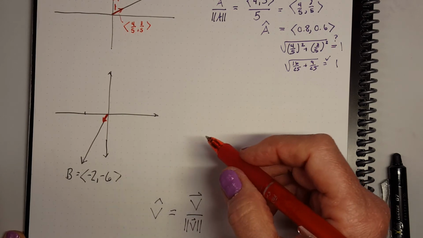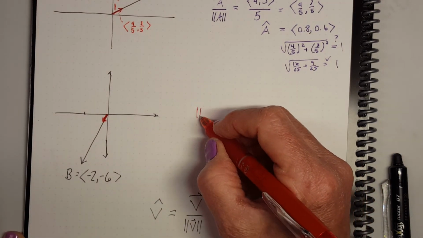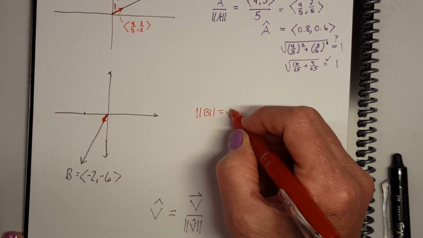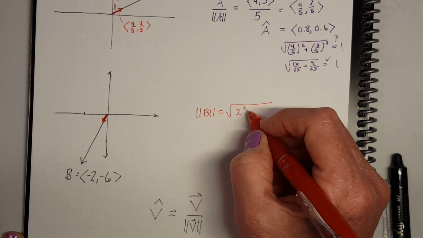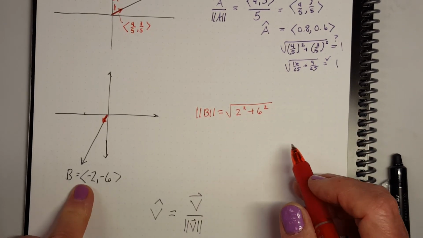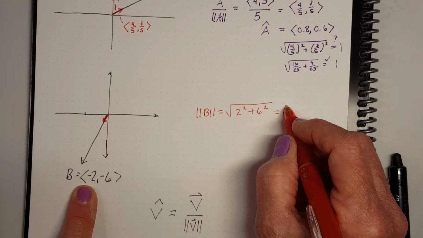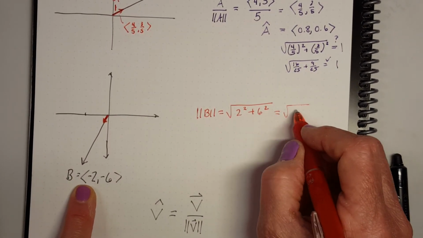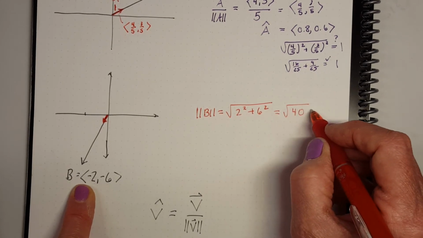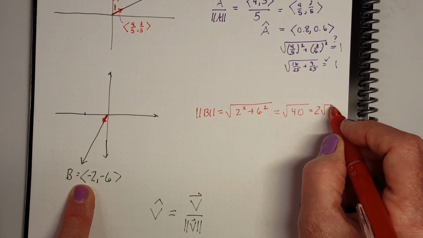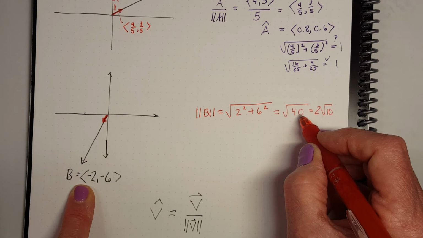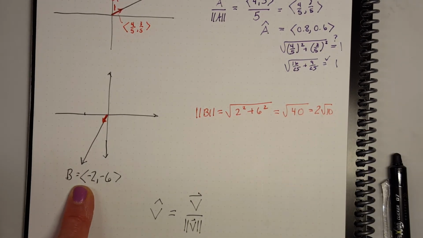So we have to find the magnitude of B. The magnitude of B is equal to the square root of 2 squared plus 6 squared. Again, I drop the negatives because when you square them, they become positives anyways. And I get the square root of 4 plus 36, which is 40. And we want to simplify that. That's 2 radical 10, because this is 4 times 10, and the square root of 4 is 2.